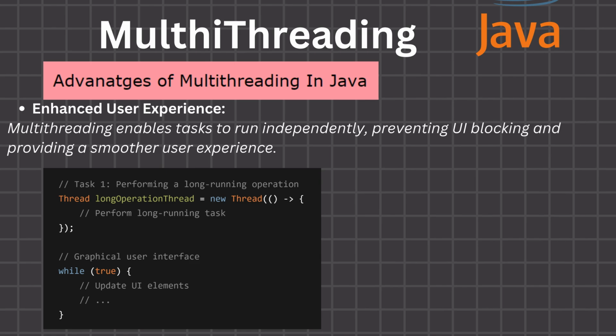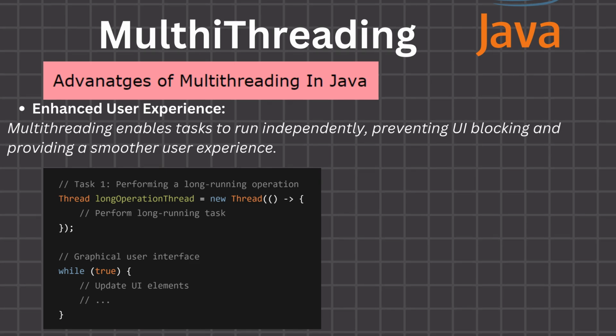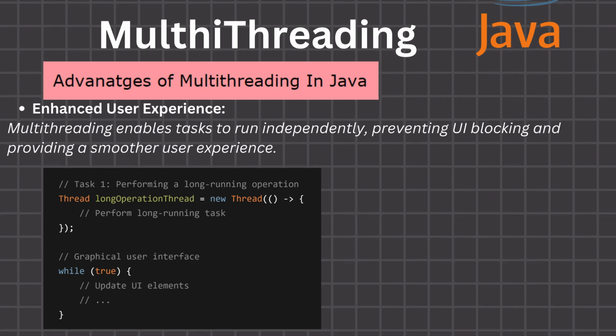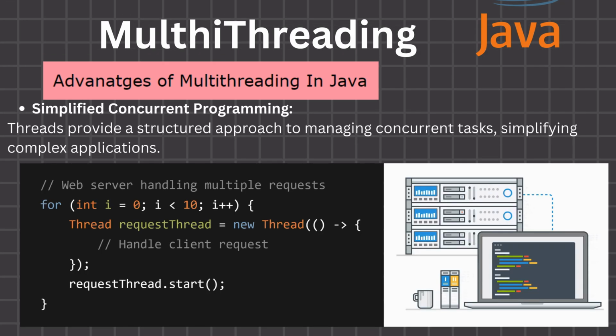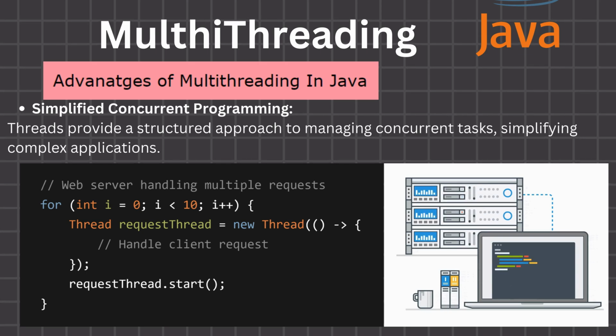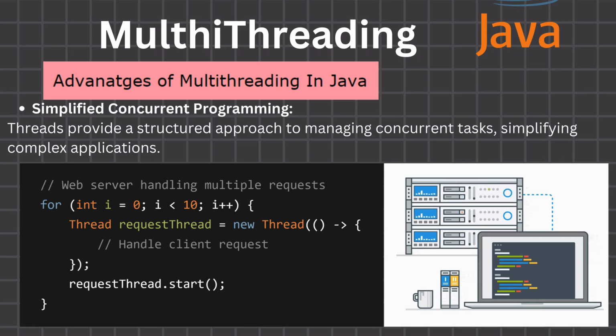This is a great example of how multithreading can be used to enhance the user experience, providing a more responsive and interactive application for the user. Finally, multithreading provides a structured and manageable approach to handling concurrent tasks, simplifying complex applications.